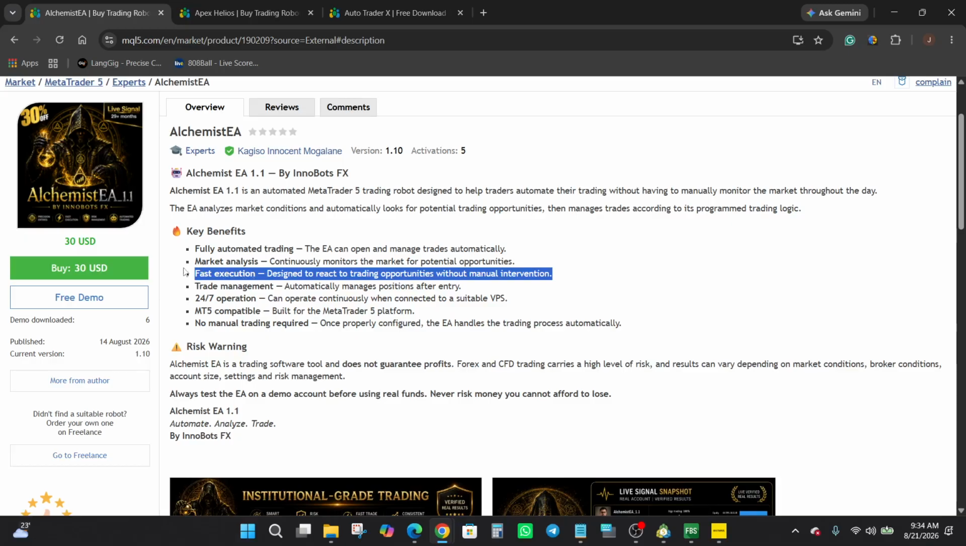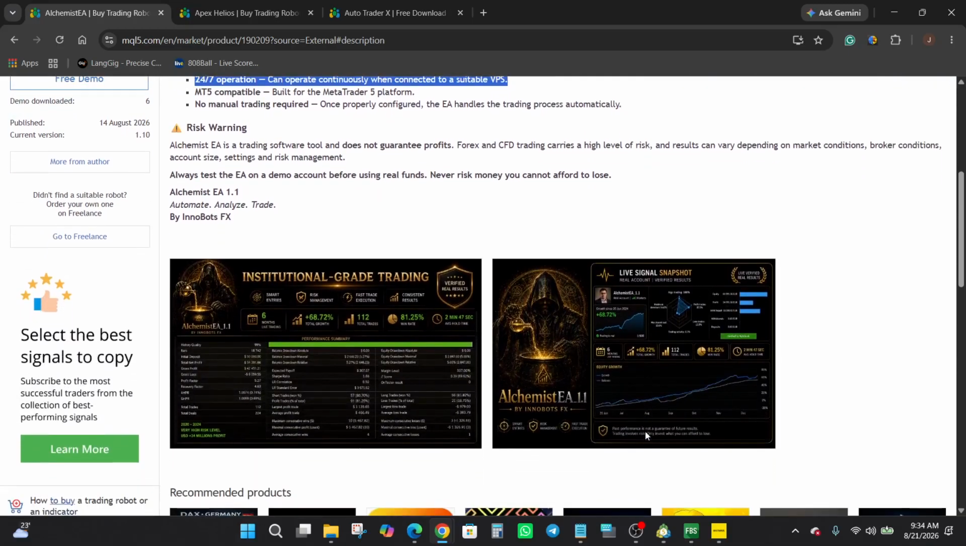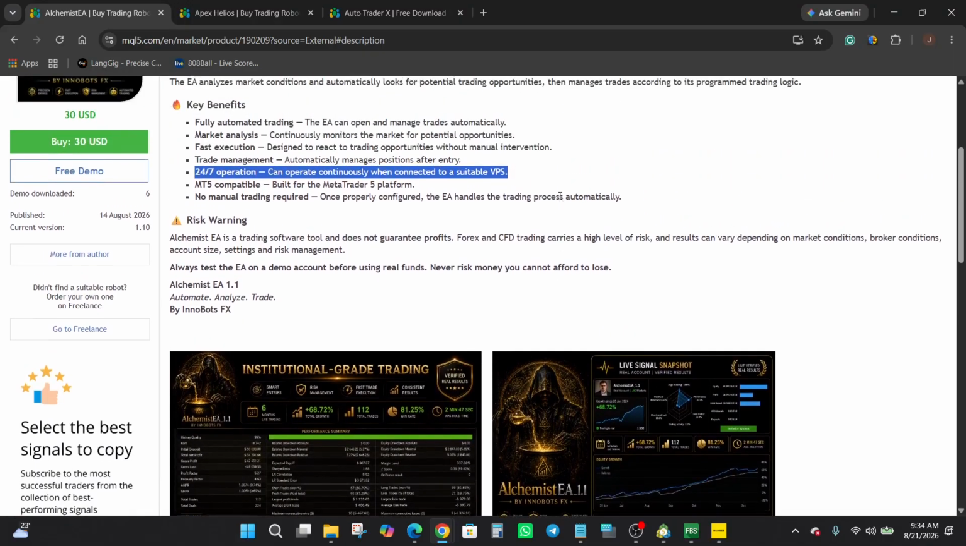One more point worth mentioning is 24/7 operation. The listing states the EA can run continuously when connected to a suitable VPS. That is something to keep in mind if you are considering this. You likely need a VPS running to get that always on functionality, since your personal computer will need to stay on and connected otherwise. Now, something I do want to flag for transparency is that there is not much detail on the logic that the EA actually uses to execute its trades, and all of that.